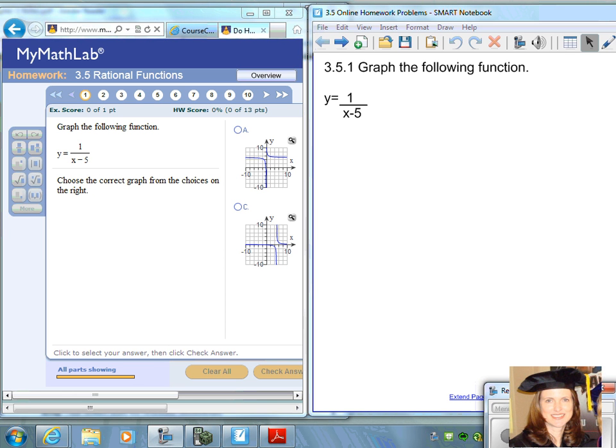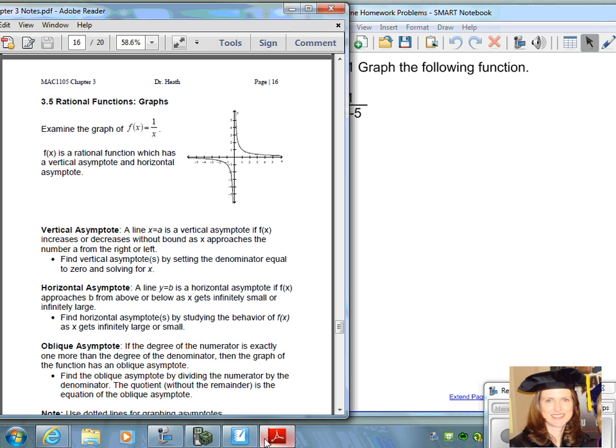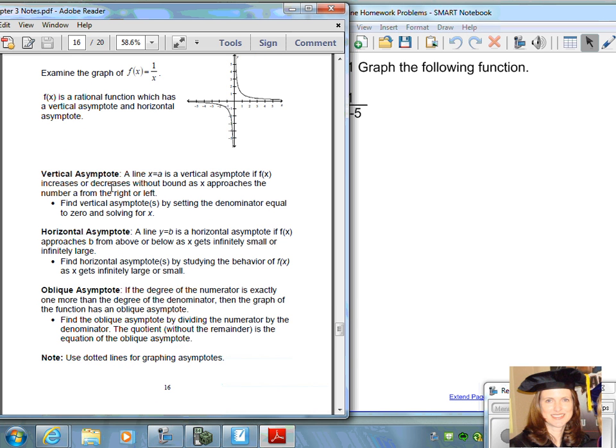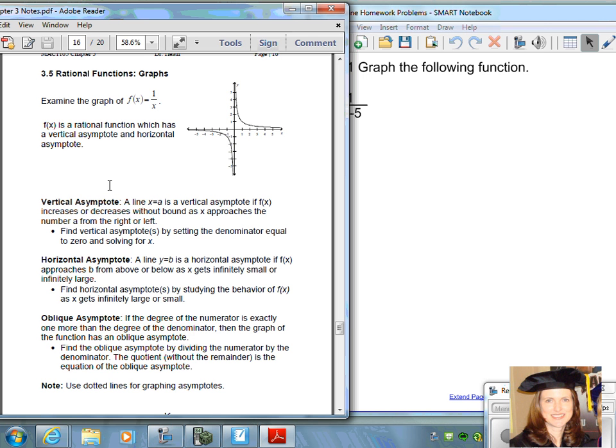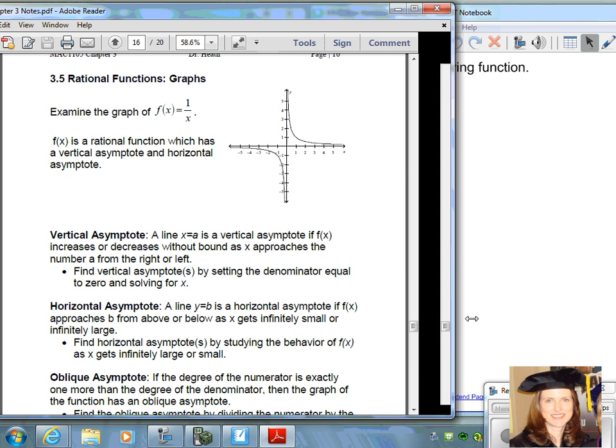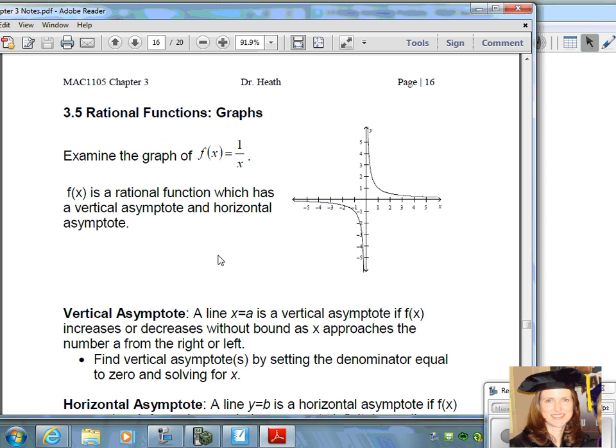Section 3.5 is on rational functions. Now, I do want to bring your attention to the class notes that are in Blackboard because I have a lot of information about finding asymptotes. And I want to review them with you just briefly before I get started on the homework assignments.